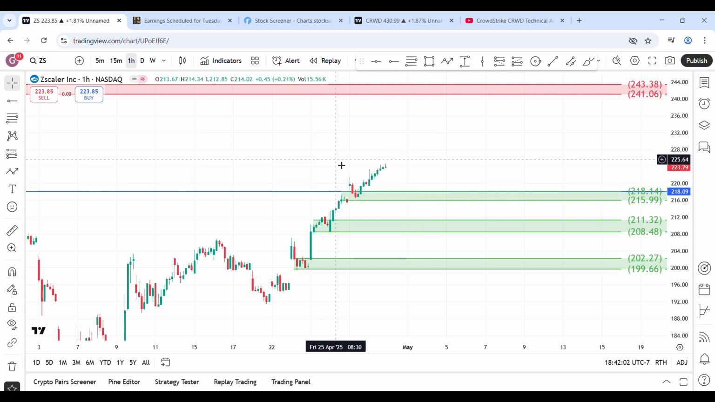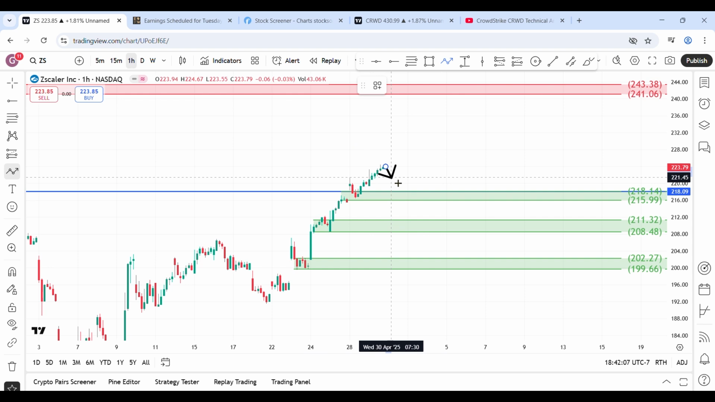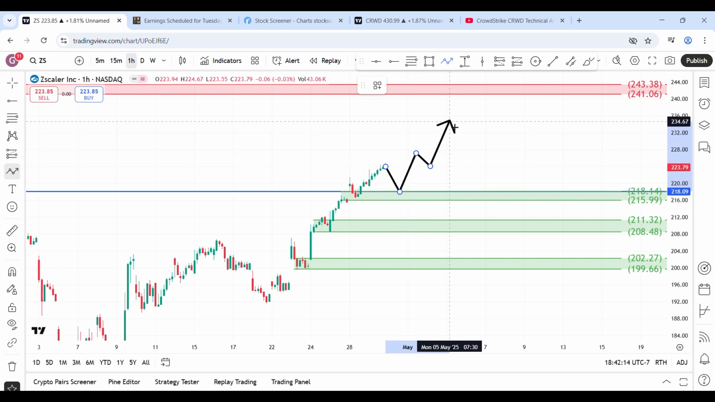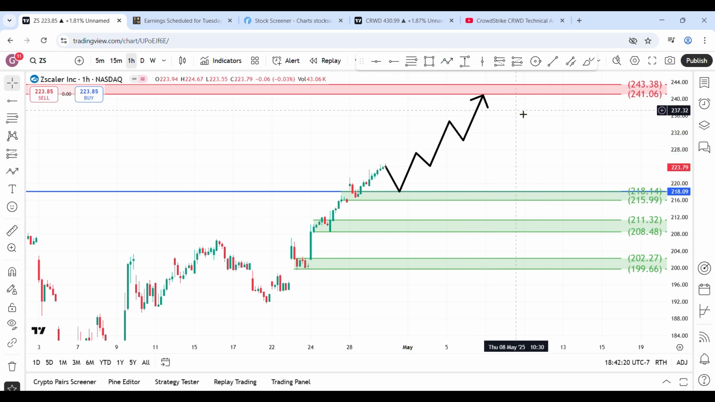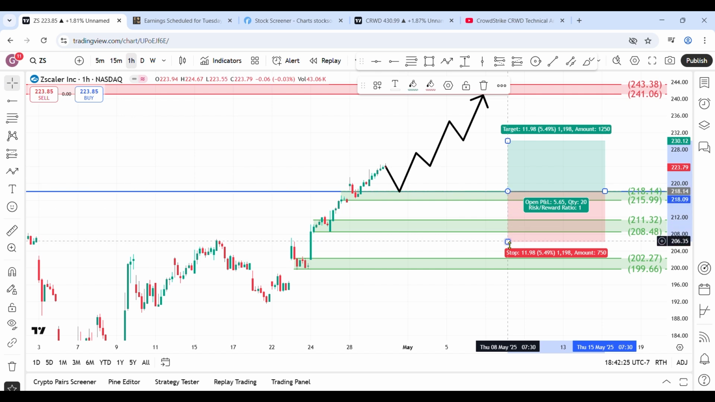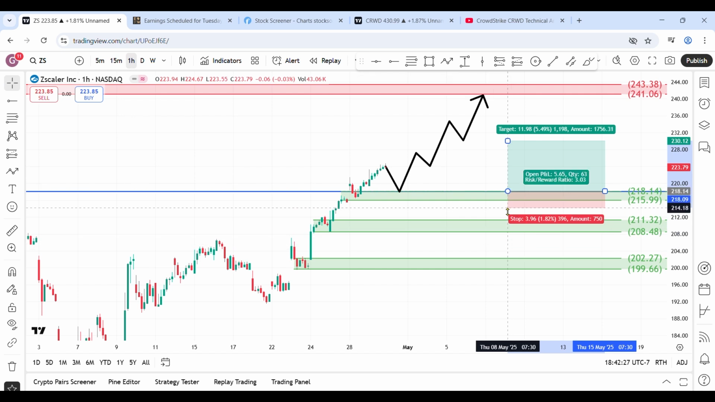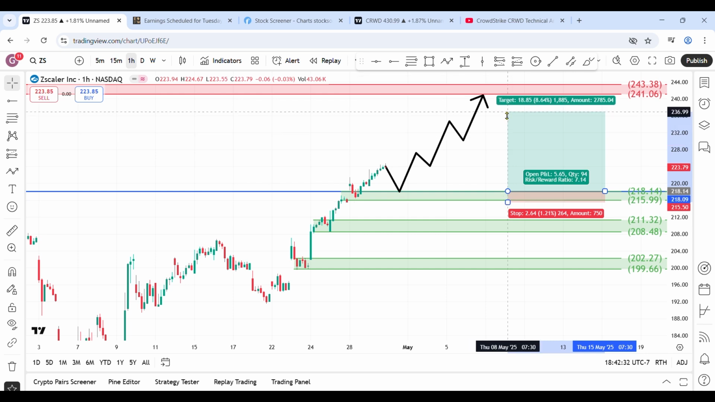We hadn't lost anything. But our game plan would be, if Zscaler can pull back to the 218 price range and bounce off of that level, Zscaler could do something like this and go retest the next resistance level. So our game plan would be this. We'd have a buy limit order at 218.14, protective stop just below that level, and a target just in front of the above resistance level.